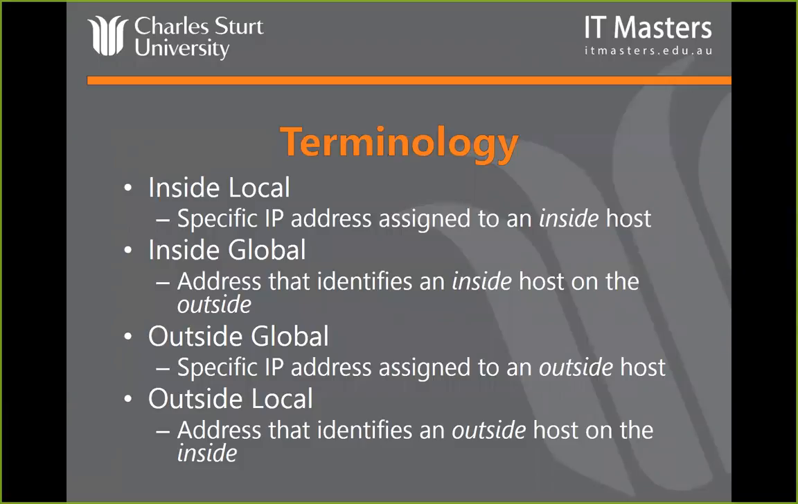The outside global is a specific IP address assigned to an outside host. So this is the destination if we're talking about outbound traffic from inside to outside. So this is the outside host wherever it may be. In a typical case, this might be an IP address of a web server. The outside local address is an address that identifies an outside host on the inside. So that is the IP address that I'm going to use to get to the outside host.